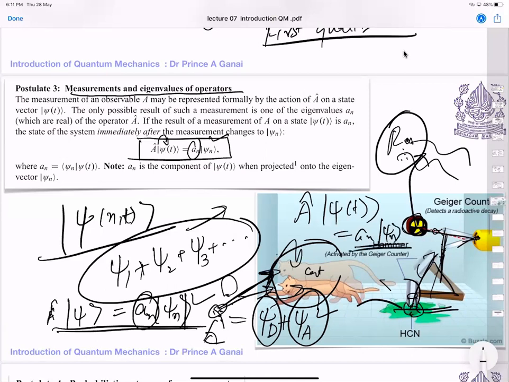And once the wave function is collapsed, another observation is not going to do anything. It will remain in that state. Suppose once you found the cat is dead, another observation won't make the cat alive. The cat is dead because the wave function has collapsed. So technically, we say the wave function has collapsed.